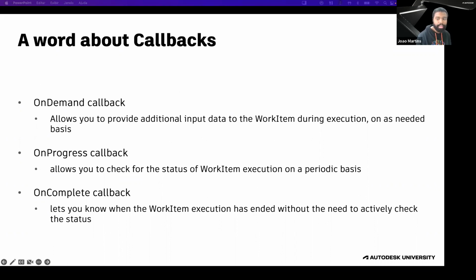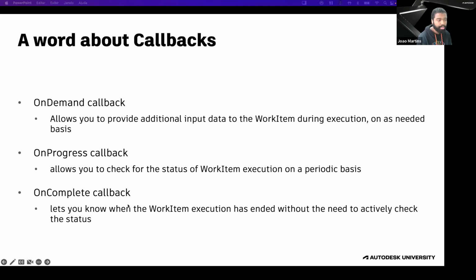We also have the on-progress callback. The on-progress callback is used by Design Automation approximately every 30 seconds, and it includes the ID of the work item for which it has been sent. It can be used to stop a work item if you see something that is taking too long or going not according to what you wanted. And last, the one we are going to use for the sample is the onComplete callback.